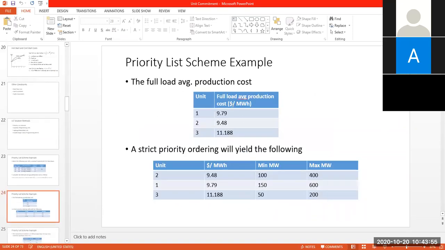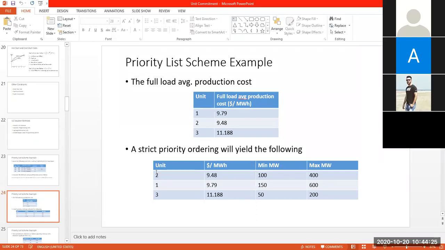Following this process which I have shown just now, you can calculate the full load average production cost for unit 1, unit 2 and unit 3. The corresponding unit will be dollars per megawatt hour. If I'm looking for a prioritized list, which unit should be put in priority number 1? The unit which has the least production cost. For this example, it is unit number 2. So my priority order will be unit number 2 first, then unit number 1, and then unit number 3.